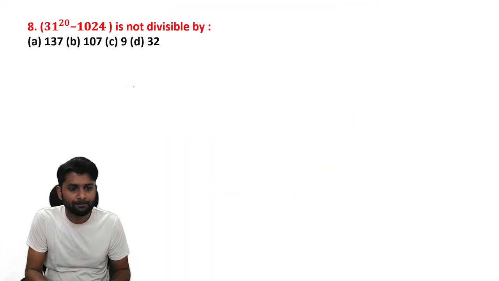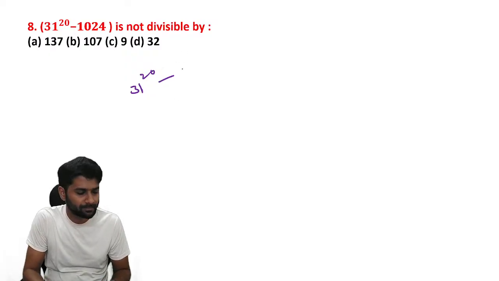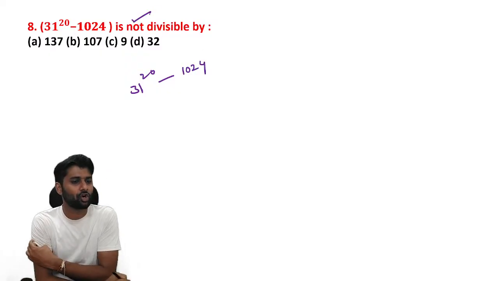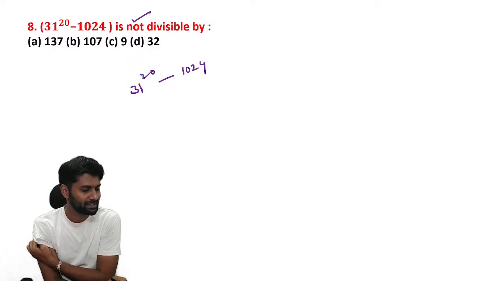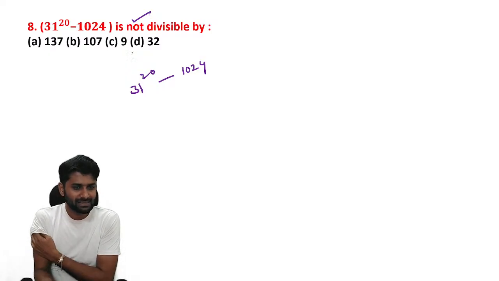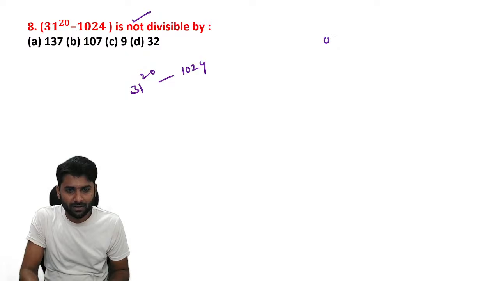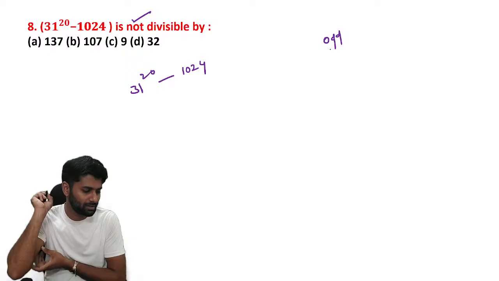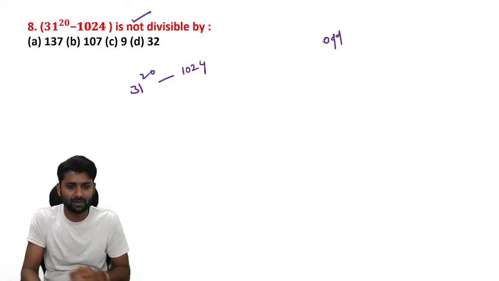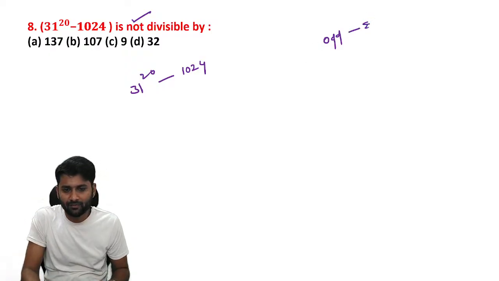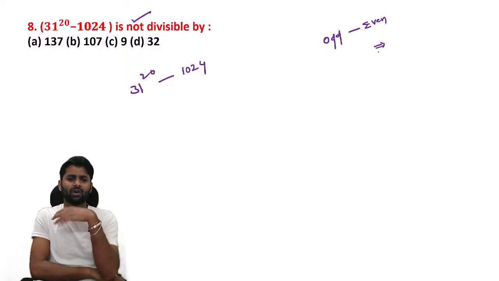Let's move to the next question. If 31 power 20 minus 1024, they clearly mention which it is not divisible by. Guys, understand this one. 31 power 20 resultant is an odd number, and 1024 is an even number.